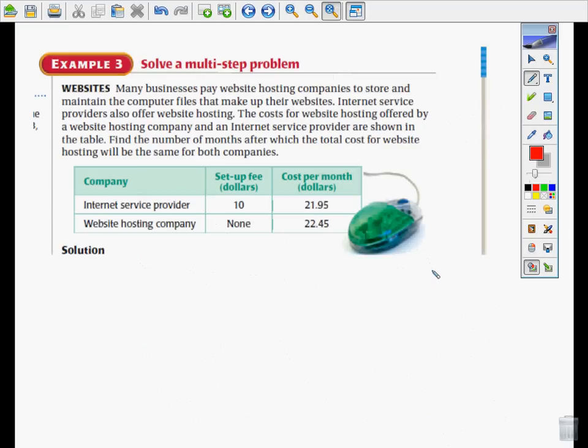Of course, you know we're going to have real-life problems, so here we have a multi-step problem. Many businesses pay website hosting companies to store and maintain the computer files that make up their websites. Internet service providers also offer website hosting. The cost for website hosting offered by a website hosting company and an internet service provider are shown in the table. Find the number of months after which the total cost for website hosting will be the same for both companies.